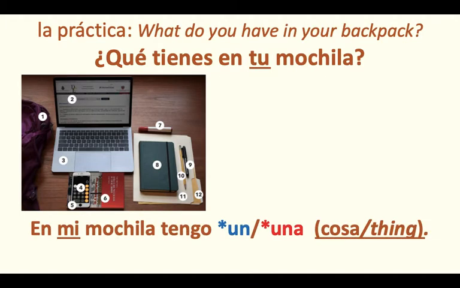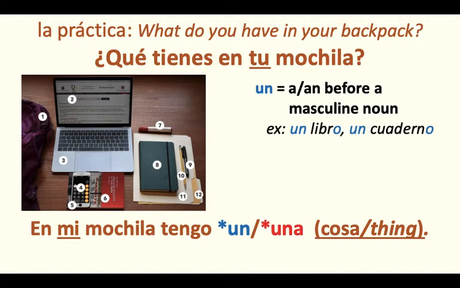The answer is going to be, en mi mochila tengo un or una, whatever the item is. What in the world does un or una mean? Let's take a look. Un is how you say a or an before a masculine noun. So for example, un libro, a book. Un cuaderno, a notebook. What do you mean it can mean a or an? Well, if I told you un borrador, borrador is eraser. Un borrador would be an eraser. So depending on the English translation, you might have to say an instead of a.